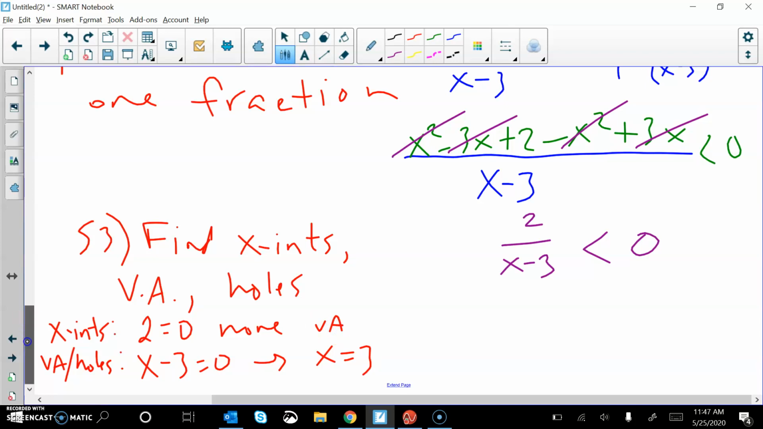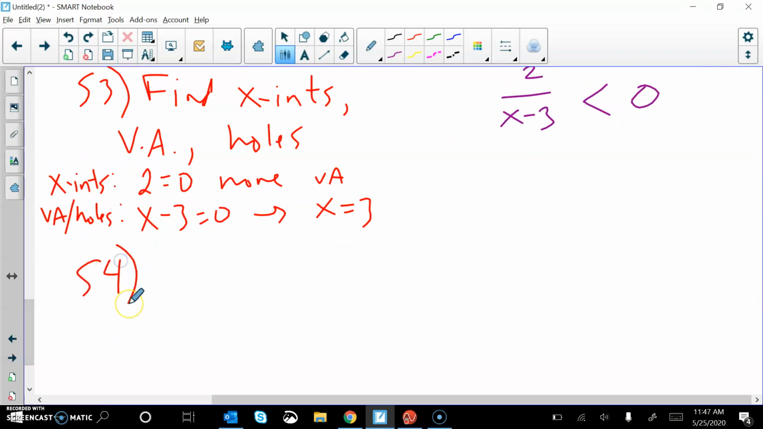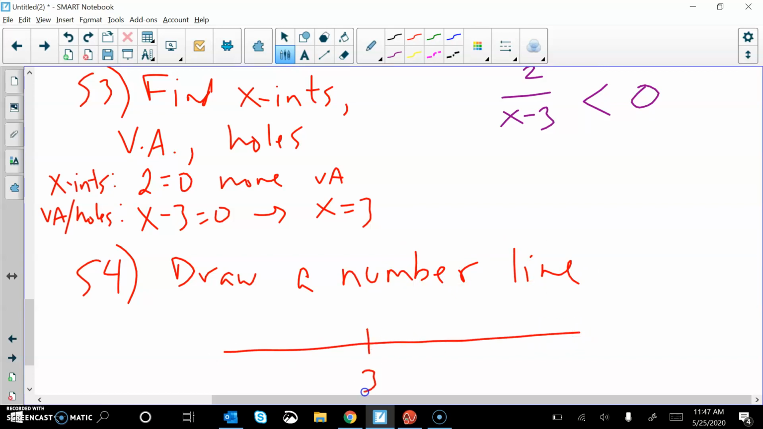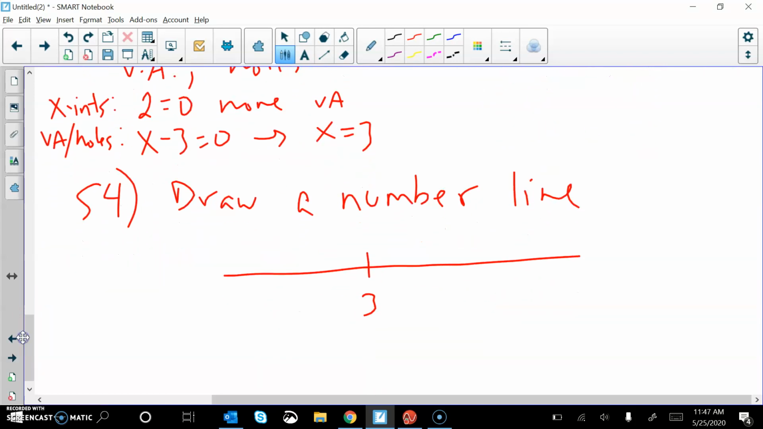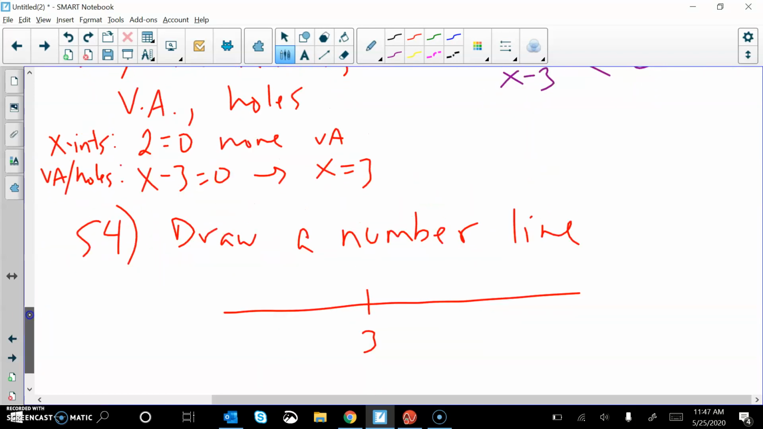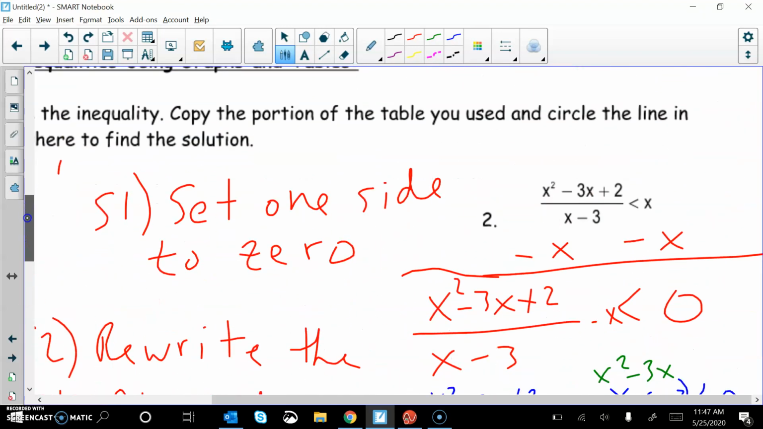All right. So once we have that, step 4, draw a number line and test out the intervals. Draw a number line. Use your values from step 3, which is just the number 3, and plug in. We're just going to plug into our 2 over x minus 3 to test out whether we get a positive result or a negative result. In this case, we want less than 0. We want negative output. Go back, verify we're good. Yep.